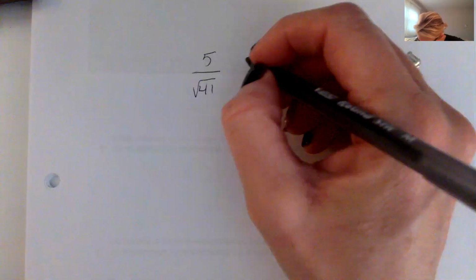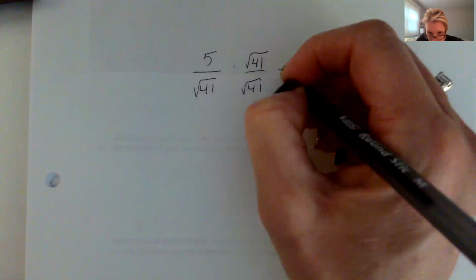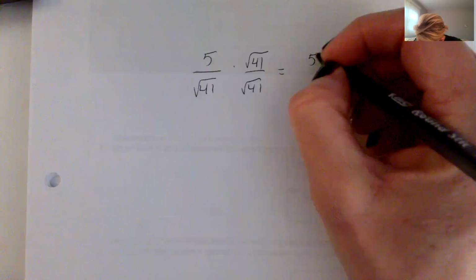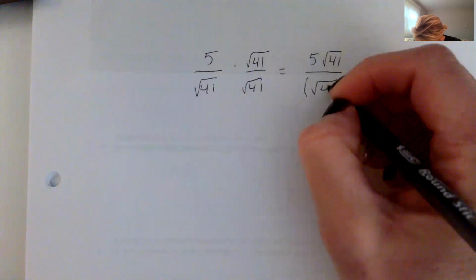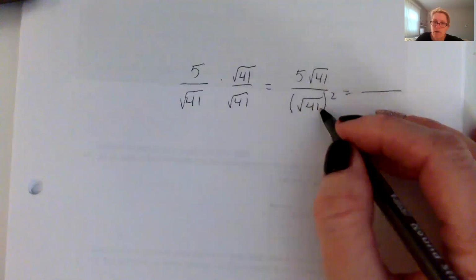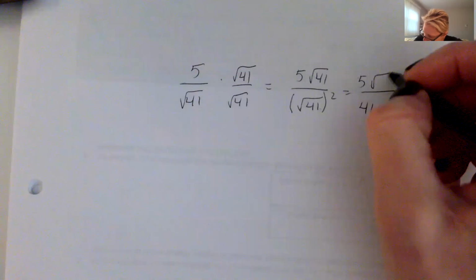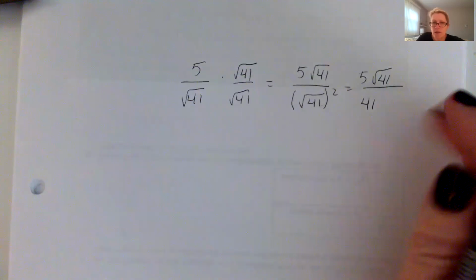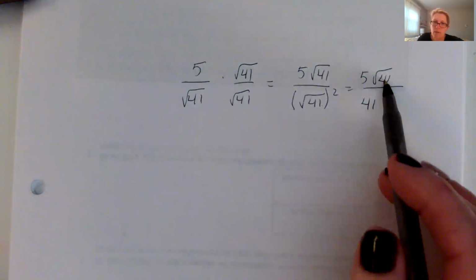I'm going to show you why this is 5 over the square root of 41. To rationalize that, we need to multiply by the square root of 41 over the square root of 41. So this becomes 5 times the square root of 41 over the square root of 41 squared. The perfect square of a square root is just the 41. So to rationalize your denominator, you're always going to have that number end up in the denominator with the square root of that number in the numerator.